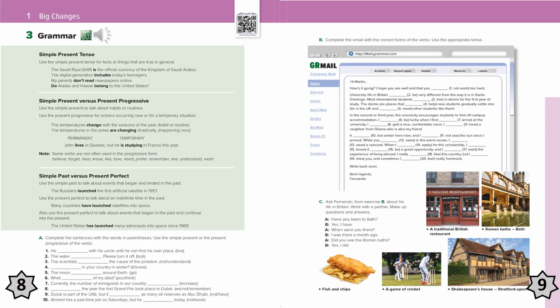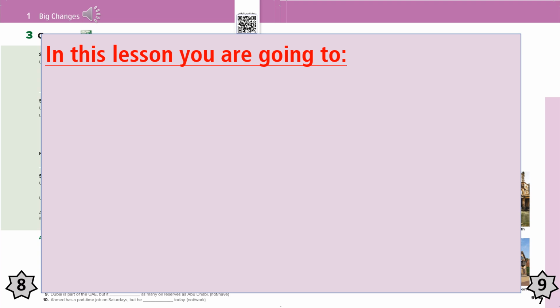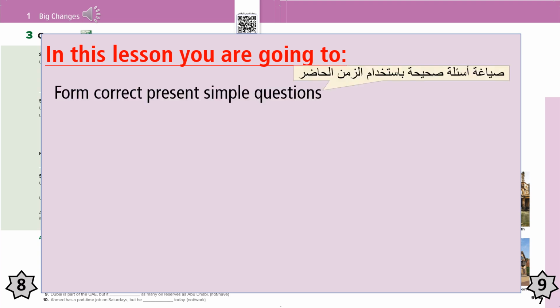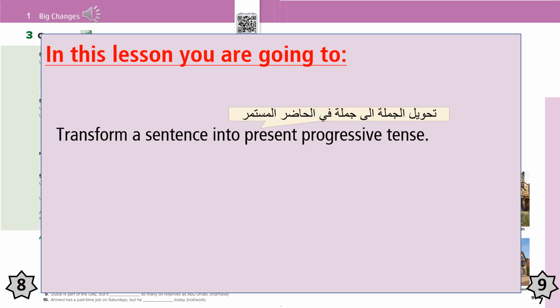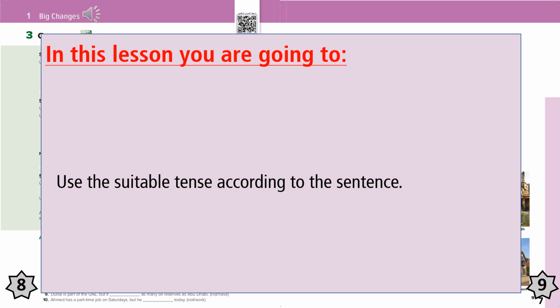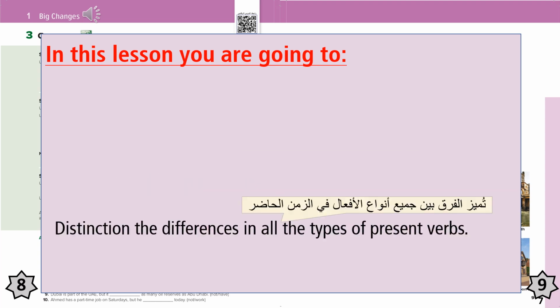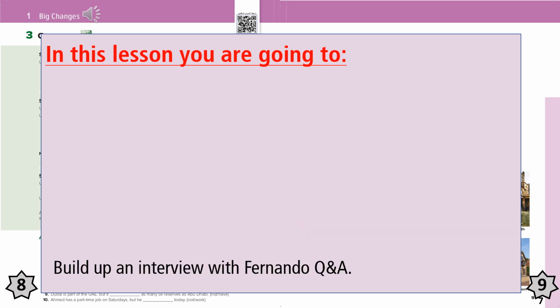Unit 1 Big Changes, pages 8 and 9, Grammar. In this lesson, you are going to form correct present simple questions, transform a sentence into the present progressive tense, use the suitable tense according to the sentence, distinguish the differences in all the types of present verbs, and build up an interview with Fernando, questions and answers.